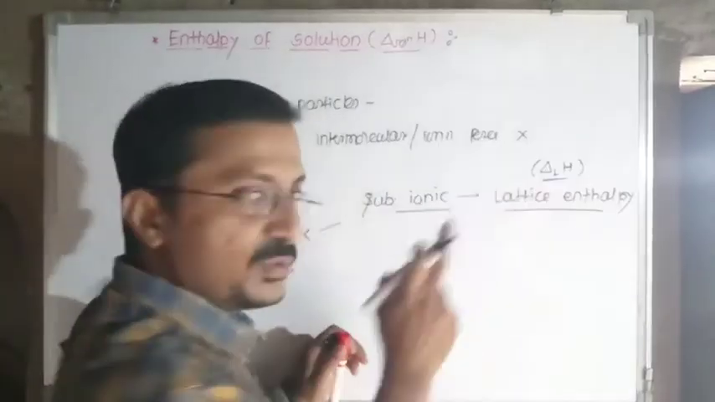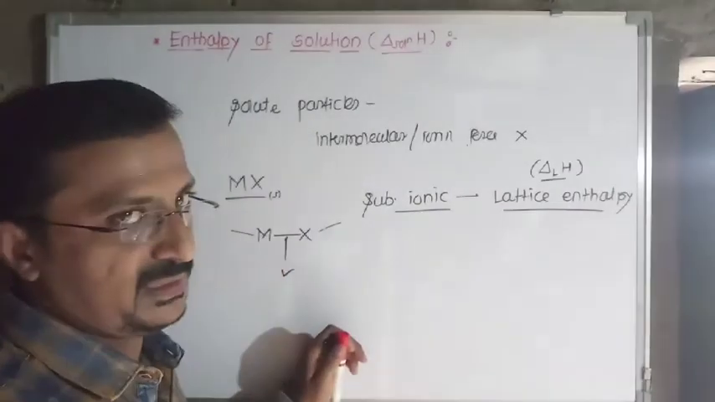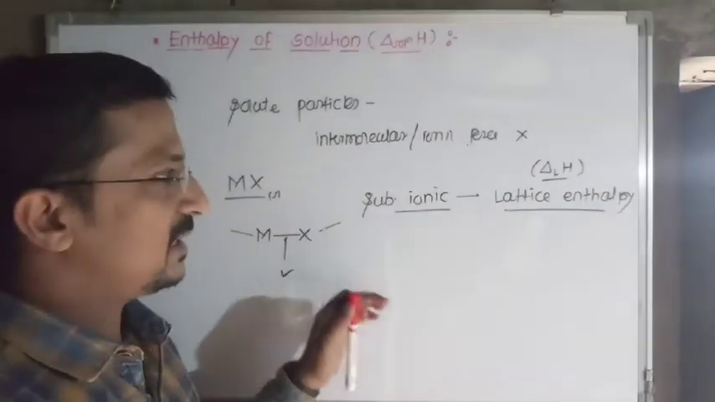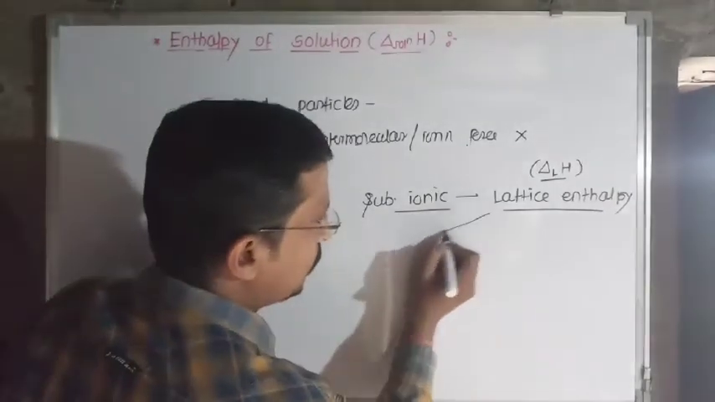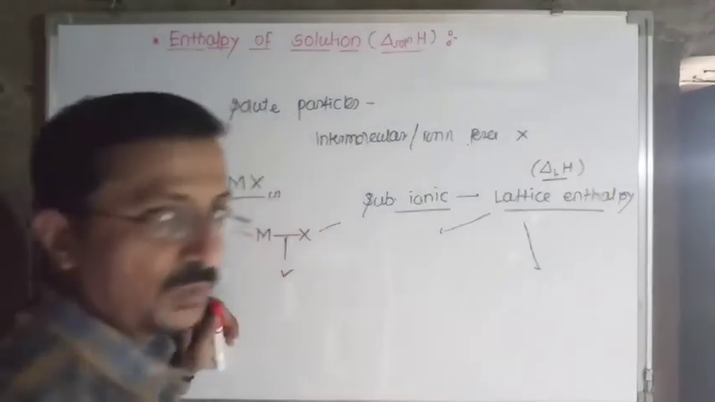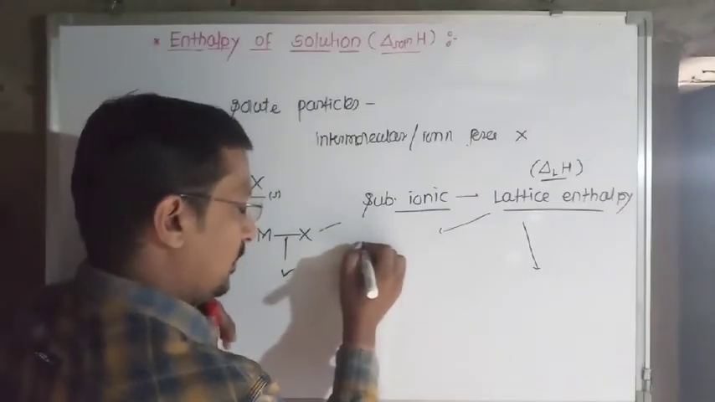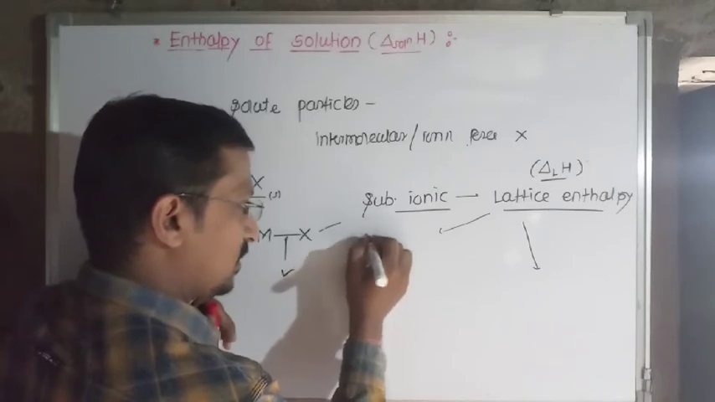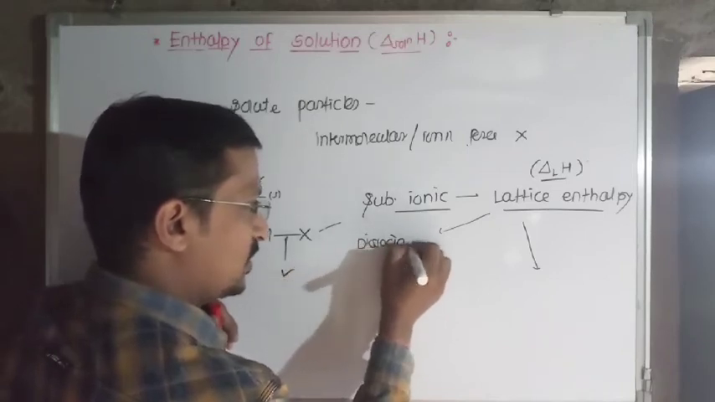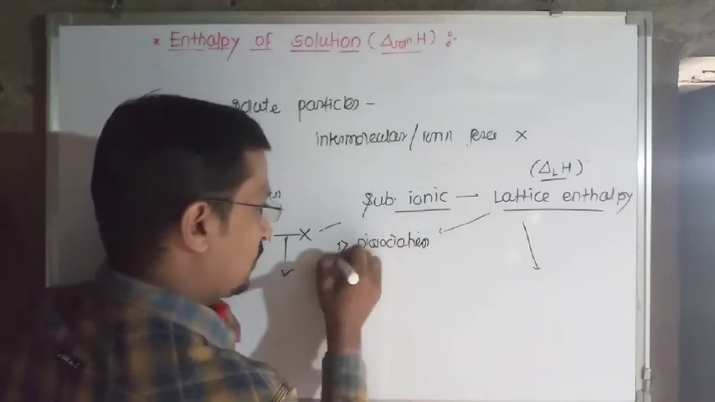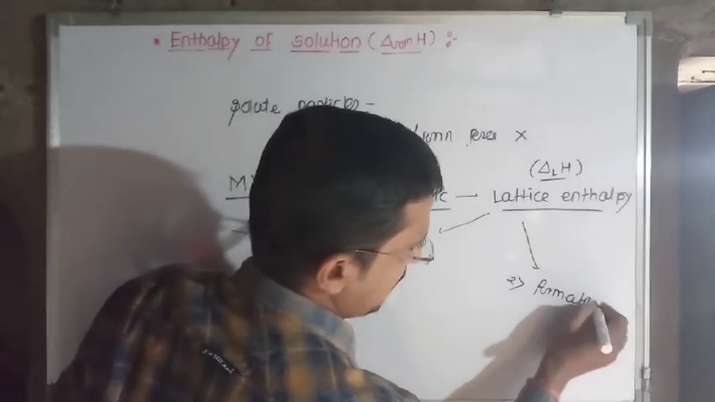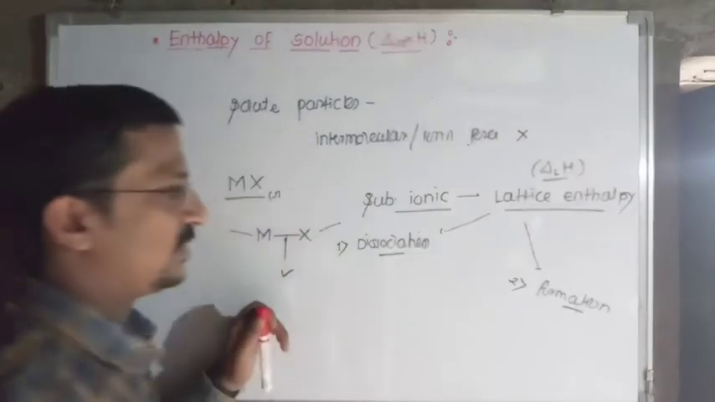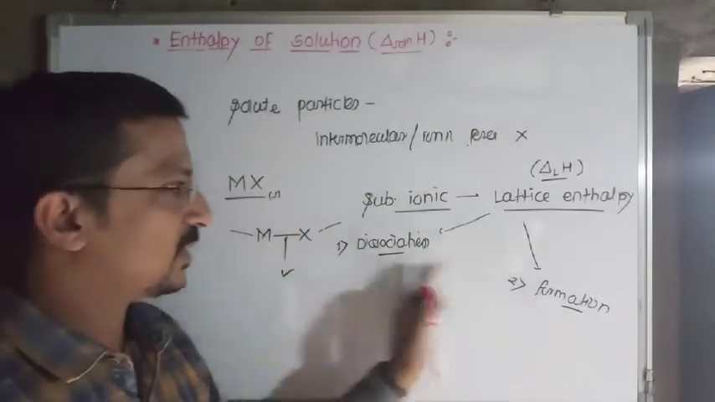And here the letter L is used in capital because that represents lattice. Now, as far as lattice enthalpy is concerned, we consider two types. Actually, lattice enthalpy is of two types: one is the lattice enthalpy of dissociation, and the second one is the lattice enthalpy of formation. So lattice enthalpy of dissociation and lattice enthalpy of formation are the two types.